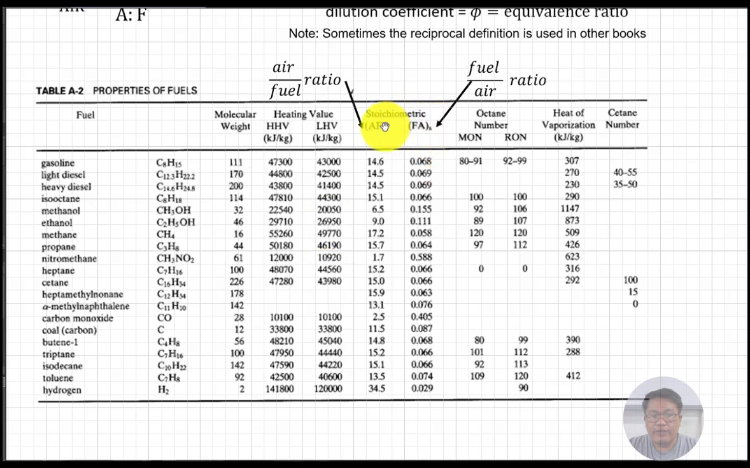Now we have here the stoichiometric air fuel ratio, and we have here the fuel air ratio. Mapapansin nyo, we have air fuel ratio and fuel air ratio, which is S, in terms of stoichiometric. Now we have your octane number, and the heat of vaporization of each fuel, and we have also the cetane number. So this is the corresponding data of our fuels.